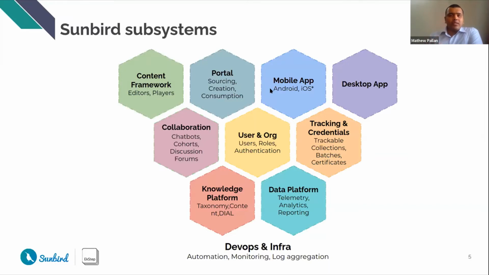We have the user org system, which actually manages users, organizations, handles the role-based access control and authentication on the platform. We have tracking and credentials. We've seen that knowledge platform manages content. The knowledge platform also allows us to group content to create collections, and the tracking and credential subsystem enables us to make these collections trackable. It also allows us to do batch management. Batches are groups of people who are probably participating in a trackable collection. And we also are able to issue certificates based on various criteria towards the end or completion of a course or collection.